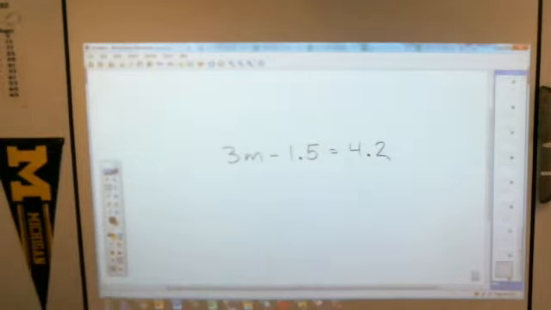I will give you 30 seconds or less, Zachary, to do this problem. On your mark, go. Stop. Not yet. Keep going. You want to isolate the letter M. You want the letter M to be all by itself.